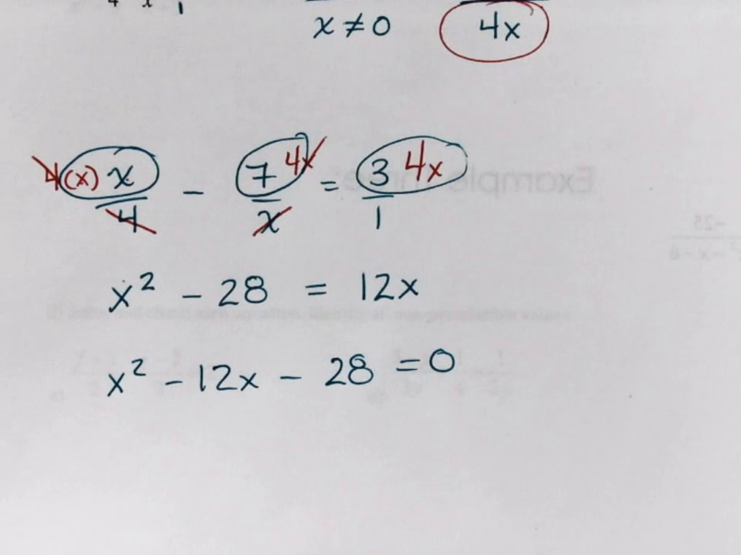Factors of 28, negative 28, that add together to give me a negative 12. What was that? 14 and negative 2. 14 and 2. But what kind of 14? I need a negative 14.